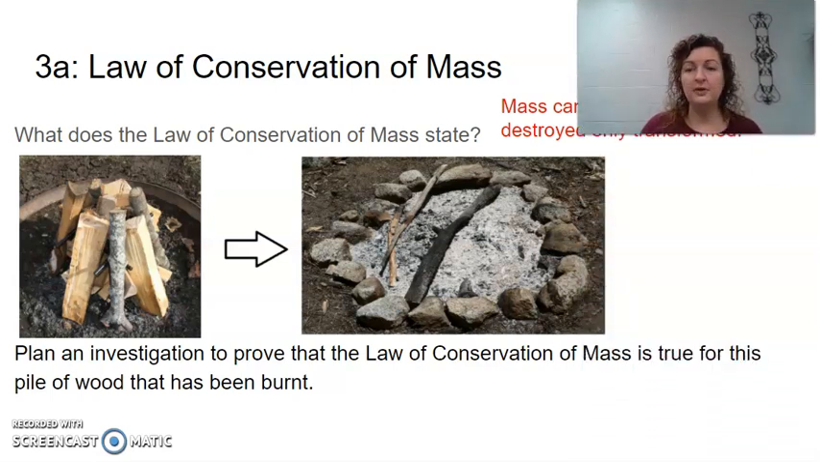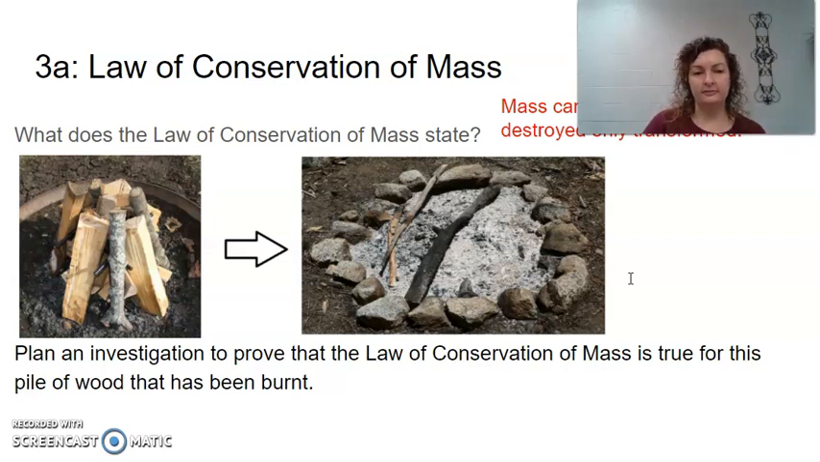So you have this scenario. It says, plan an investigation to prove the law of conservation of mass is true for a pile of wood that has been burnt. So if you start out with a pile of wood, like if you're going to make a campfire, and then when it's done, it looks something like this: a pile of ash, maybe a couple pieces of wood left, but clearly it's not as big as it once was, right?